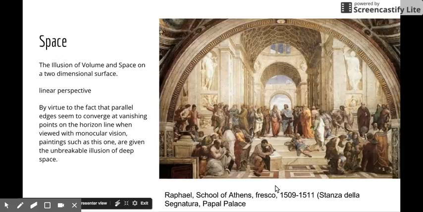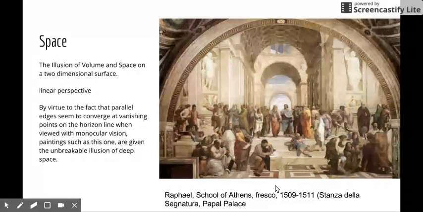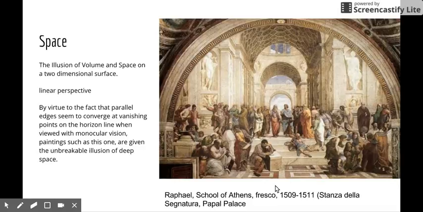That is linear perspective. It's kind of worked out and discovered during the Renaissance in Italy. So this is during the 1400s. Later on, Raphael uses the principles of linear perspective to create this fresco, and the space is deep.